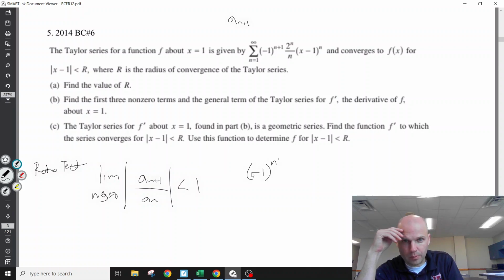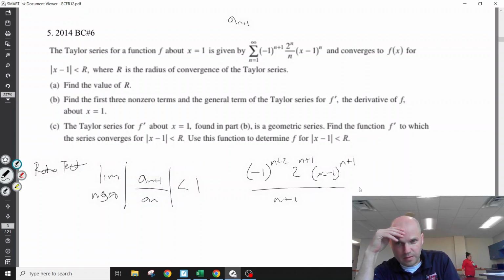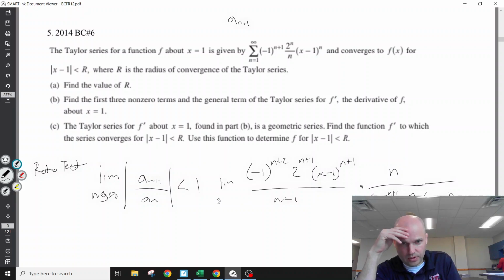Negative 1 to the n plus 2, 2 to the n plus 1, n plus 1, x minus 1 to the n plus 1. And that's going to be divided by a to the n, or multiplied by the reciprocal. So I got negative 1 to the n plus 1 on the bottom, 2 to the n on the bottom, n on the top, x minus 1 to the n on the bottom. The limit as n approaches infinity has to be less than 1.